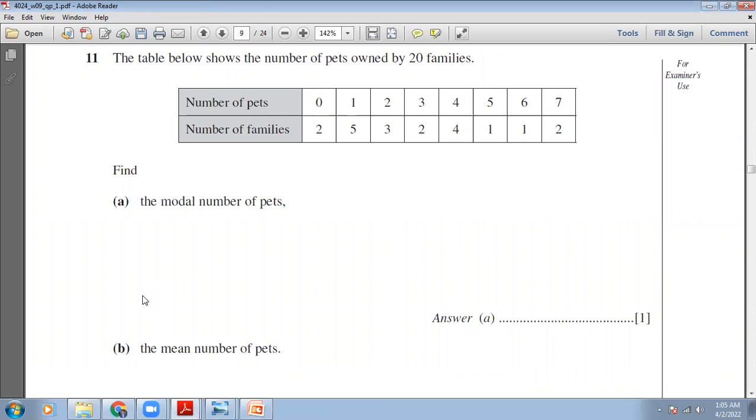The table below shows the number of pets owned by 20 families. So number of pets: 0 pet, 1 pet, 2, 3, 4, 5, 6, 7. The people who have 0 pets, there are 2 such families. The people who have 1 pet, there are 5 such families. The people who have 2 pets, there are 3 such families. So the upper row is called X, the lower row is called frequency. The modal number of pets will be the number of pets whose frequency is the largest. So 5 is the largest frequency, so it has 1 pet. So the modal number of pets will be 1.